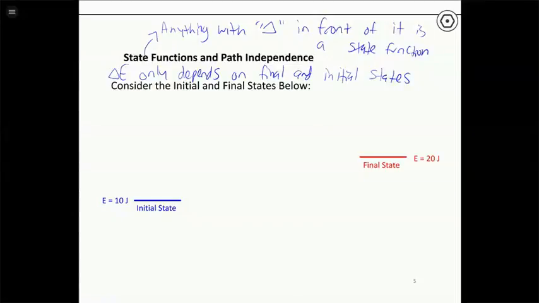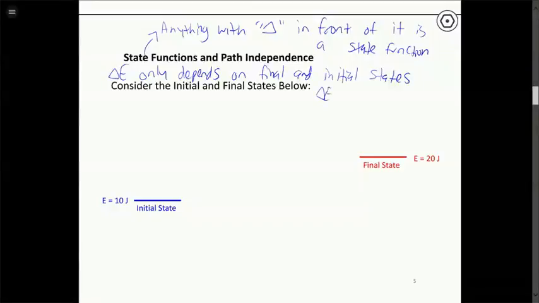So let's look at two possibilities here, just as a hypothetical. Let's say our initial state, we don't typically measure the absolute energy, but let's say we can in this case. And let's say our initial state has an energy of 10 joules. Joules is going to be the unit for energy. And then let's say it changes to a final state that has an energy of 20 joules. So to calculate delta E, it's just the final energy, 20, minus the initial, which is 10, which is going to be plus 10 joules.